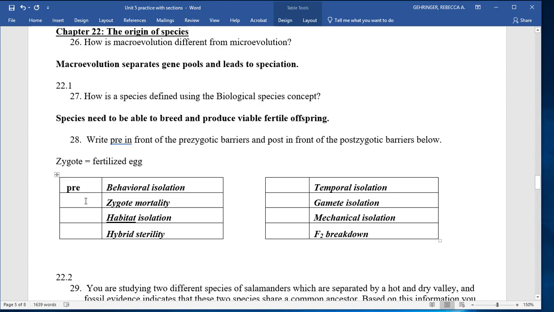Zygote mortality. Well, the zygote was formed, but then the zygote is not very long lived, so that's going to be post-zygotic. Habitat isolation. What's your habitat? That's where you live, right? So if you live in a pond and somebody else lives in a treetop, are you ever going to have your paths cross and mate? No. So that is going to be a prezygotic isolating mechanism. Hybrid sterility. Well, if we formed an interspecies hybrid, that means two species have mated and had offspring, but then that offspring is not fertile, they're sterile. So if there was offspring, is that pre or post-zygotic? Has to be post-zygotic, right? Because you got the offspring from the zygote, so that's post.